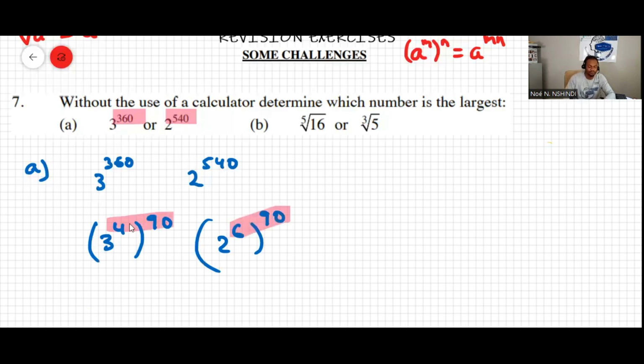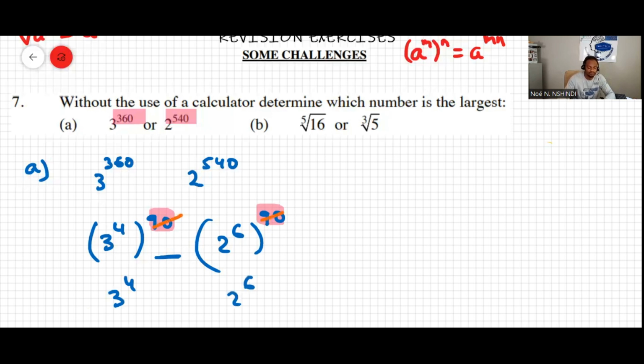If we do 4 times 90, it makes 360. 6 times 90, it makes 540. Okay, then, the fact that the exponents are common, we're comparing these two. We need to find what sign we're going to write here. Because they're common, we can just cancel these, and then we are left with 3 to the power 4 compared to 2 to the power 6.